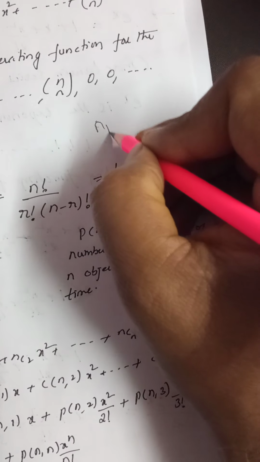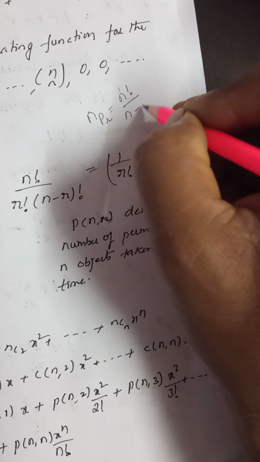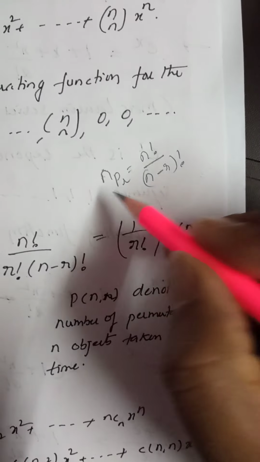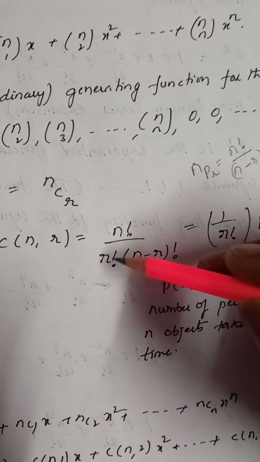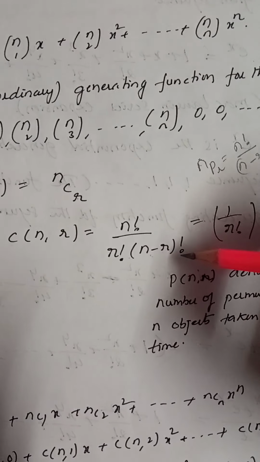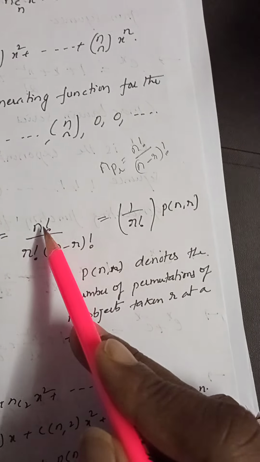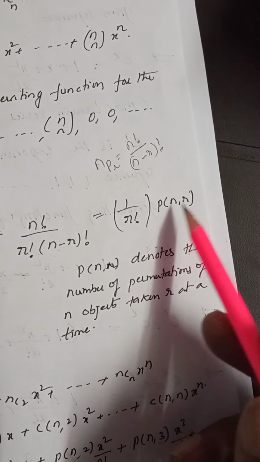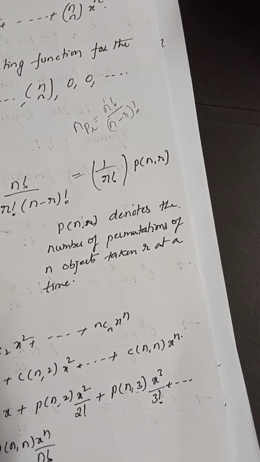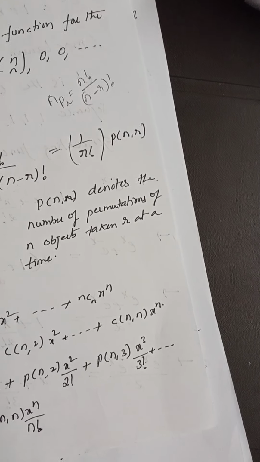Or else you can write this one. See, the nPr formula is equal to n factorial by (n minus r) factorial only. This is the nPr formula, whereas the nCr formula is n factorial by r factorial into (n minus r) factorial. That is the difference. Now if you separate this 1 by r factorial, n factorial by (n minus r) factorial can be written as nPr, or P(n, r). What is P(n, r)? P(n, r) denotes the number of permutations of n objects taken r at a time, right? P of n and probability, that one.